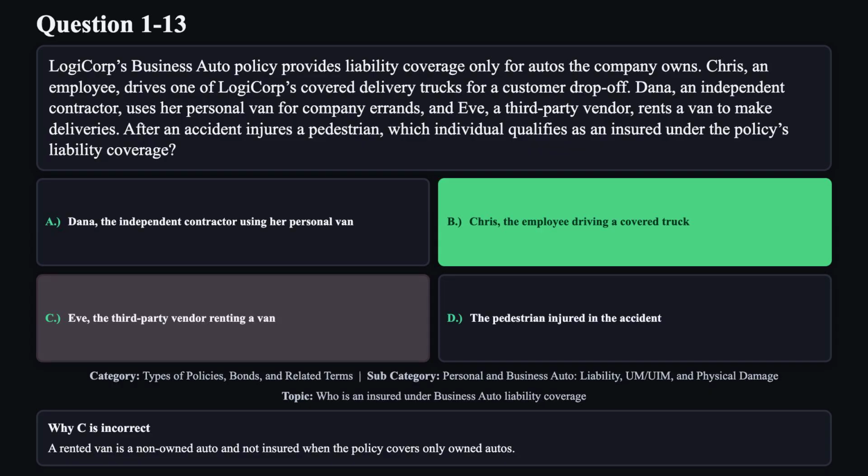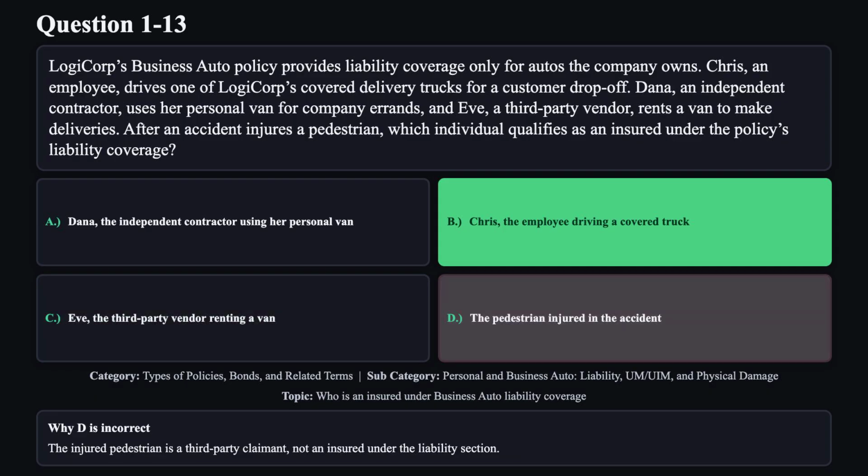Reason C is not correct. A rented van is a non-owned auto and not insured when the policy covers only owned autos. Reason D is not correct. The injured pedestrian is a third-party claimant, not an insured under the liability section.